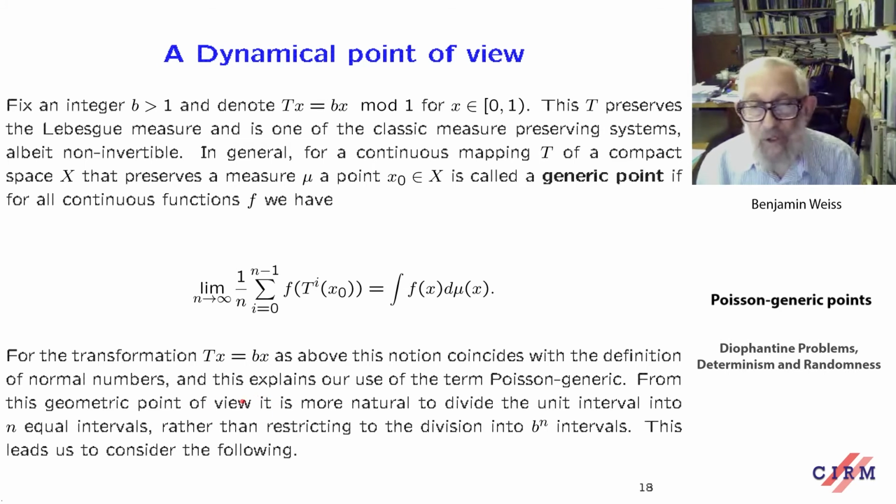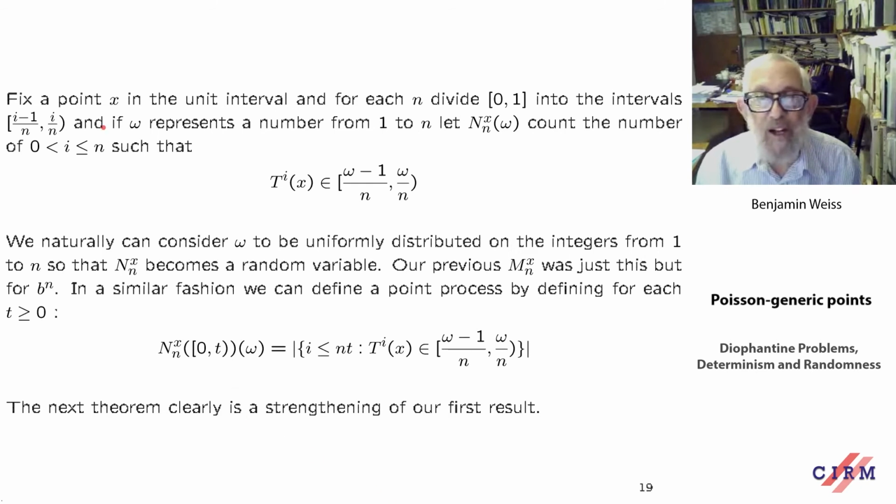Now, from the dynamical point of view, dividing into bins or intervals of size b to the minus k is not so natural. It's more natural to divide the unit interval into n equal intervals and look at the orbit up to n. And therefore, we consider the following. For each point x, we fix x as before. Now divide into n intervals of length 1 over n. Omega now represents a random number from 1 to n, instead of a random block up to b to the k. And N sub n super x of omega counts the number of indices i from 1 to n such that T to the i x lands in the omega interval.